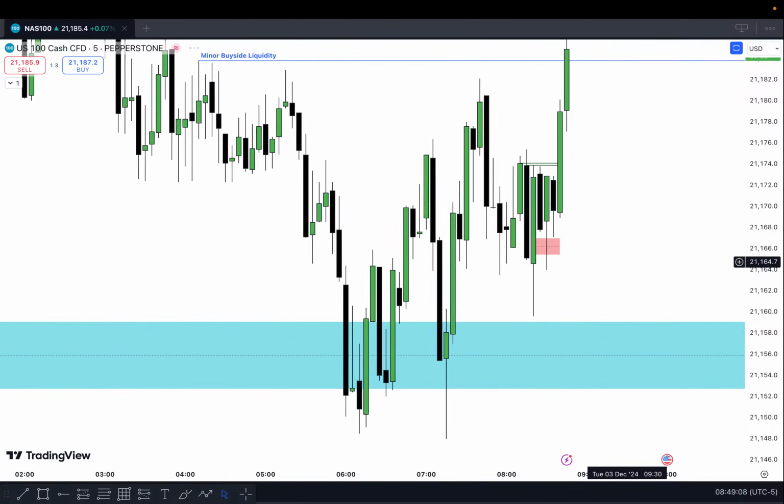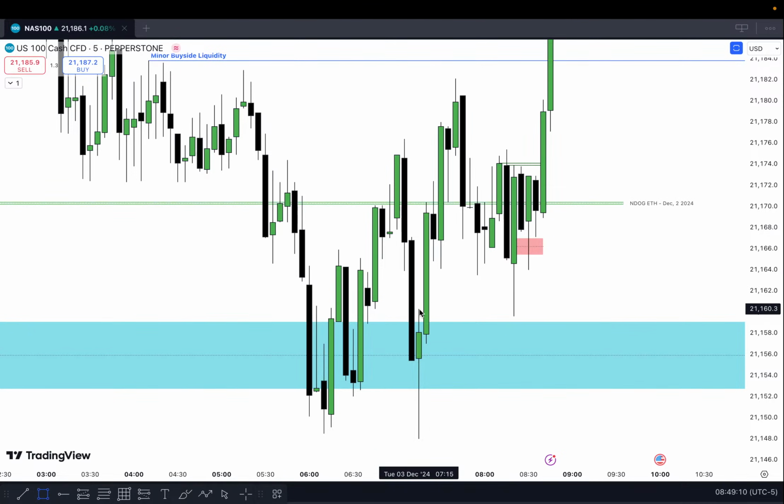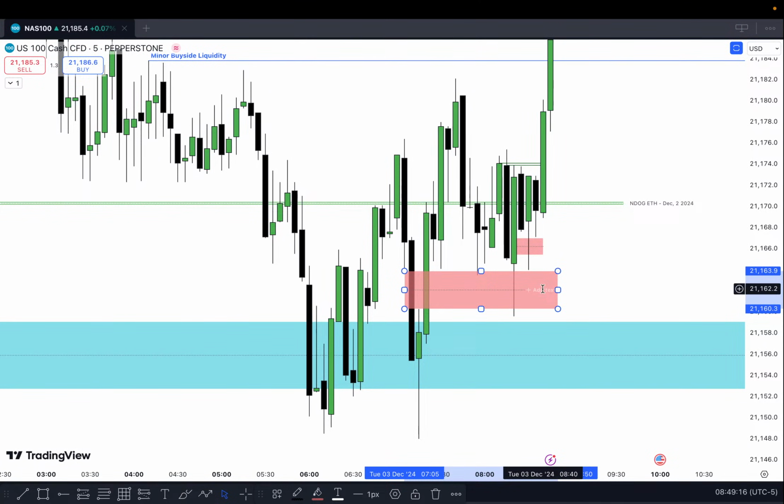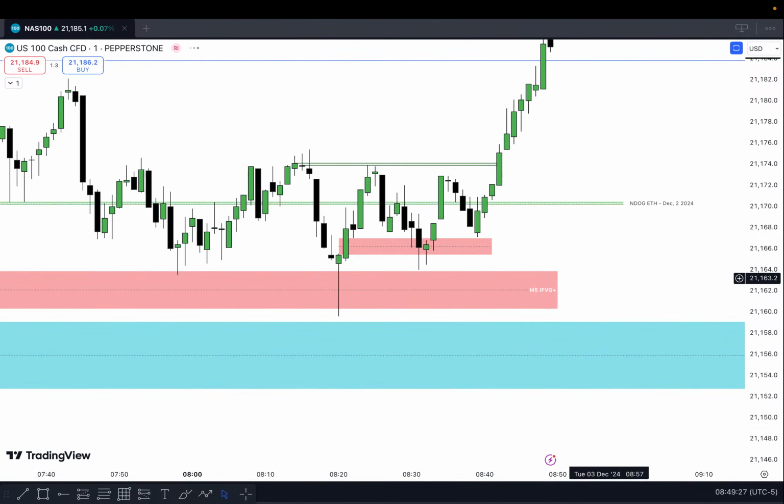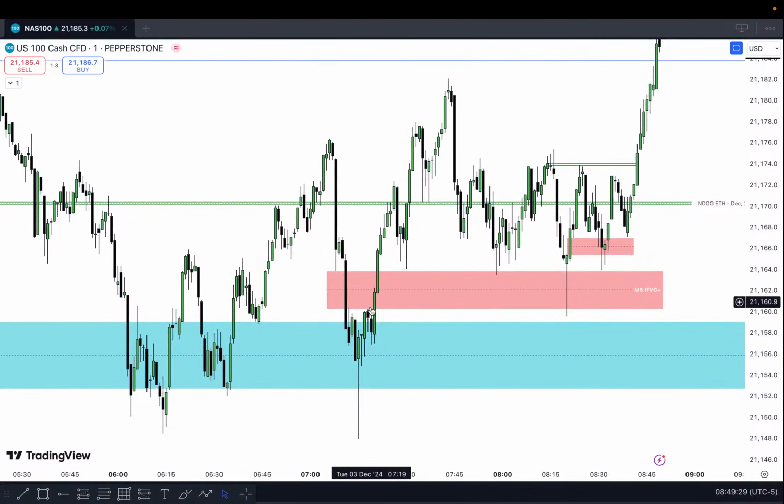See, here we had this gap, parallel gap, and one 5-minute inversion also. Okay, M5 IFEG, and 1 minute last parallel gap also. See here, 1 minute last parallel gap. We reacted off that gap.